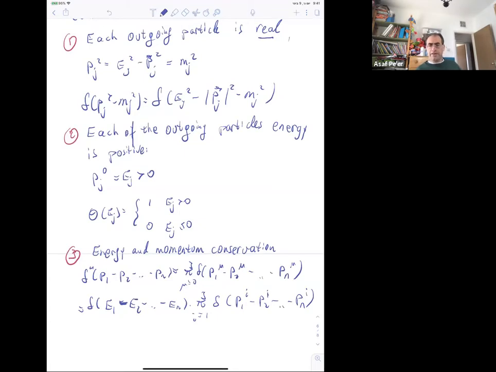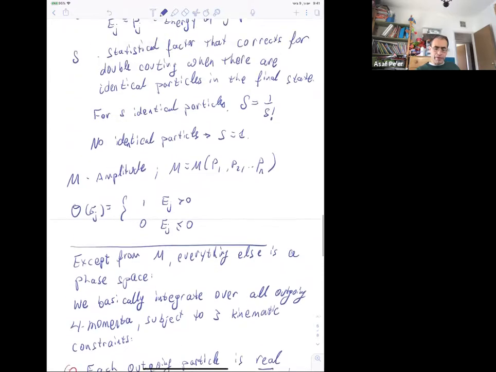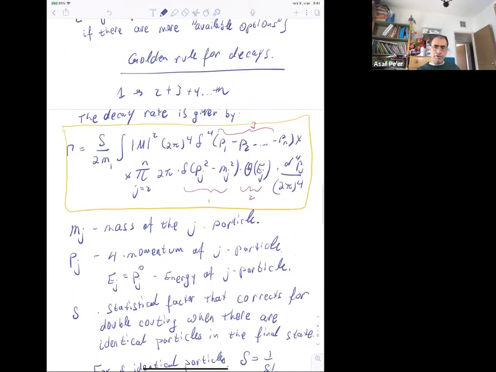So this simply states that the energy of the outgoing particles is equal to the energy of the incoming particle, and the sum of momentum of the outgoing particles is equal to the momentum of the initial particle. So when you think of it in these terms, I think it makes much more sense now that you look at the golden rule. It just says that all the outcomes that are consistent with these three constraints are essentially equally likely to occur. That's what the golden rule states. It's very simple in the end.